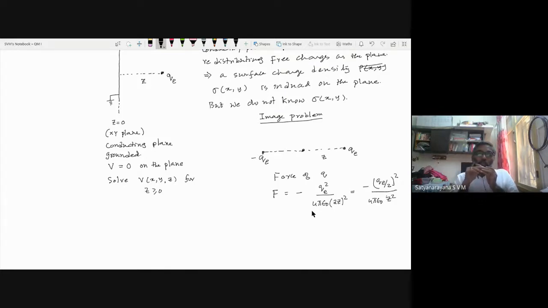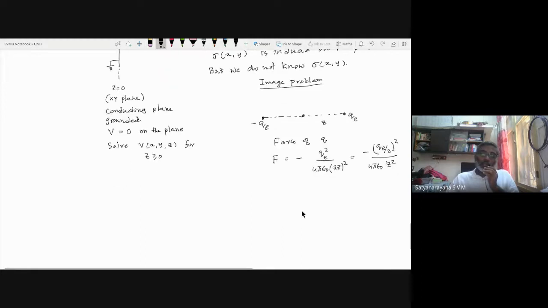Okay. Now I can write this. Suppose I write F is equal to minus dV by dz. Okay, some potential is there. Then I can immediately write down this V of z. V of z is equal to minus, now let me write it as E by 2 the whole square divided by 4 pi epsilon naught into z. Sorry, there is no 4 pi epsilon naught. E by 2 whole square by z.